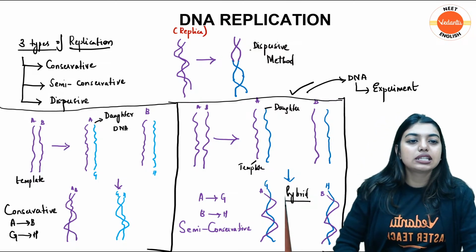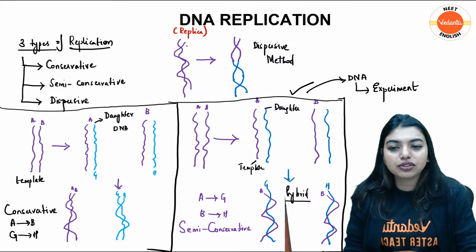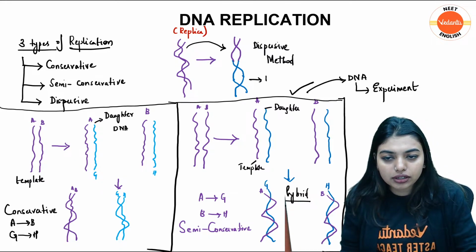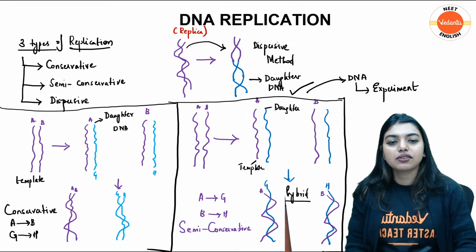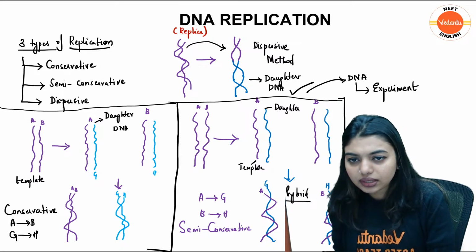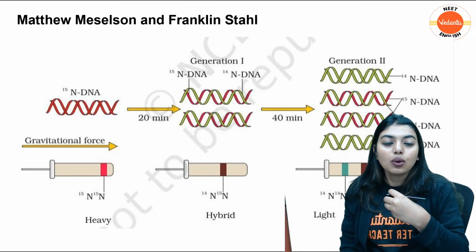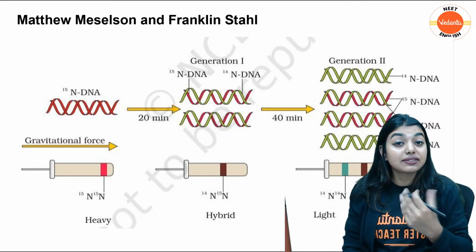Then we have the dispersive method, where a small fragment of the parent will help in the formation of the daughter DNA. These are the 3 types of replication. Okay, done. Now let's see how they proved that our DNA will replicate by the semi-conservative method.